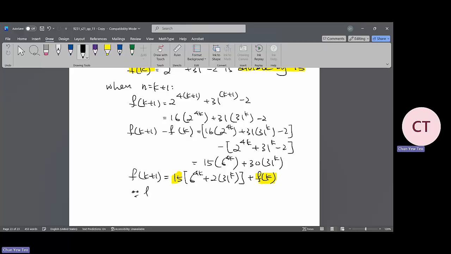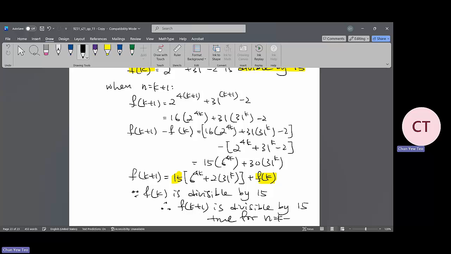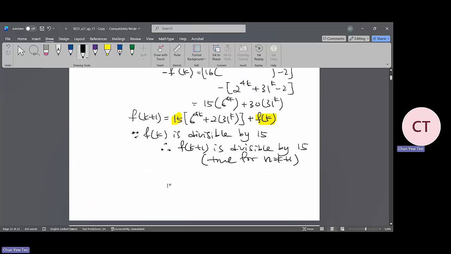Okay, so therefore, because Fk is divisible by 15, therefore Fk plus 1 is divisible by 15. True for n equal to k plus 1. So this is the answer. This is how you prove that Fk plus 1 is divisible by 15. Now we move on to the conclusion.